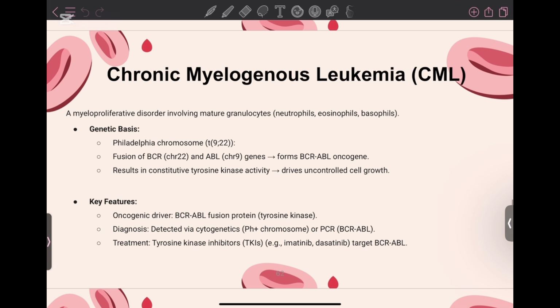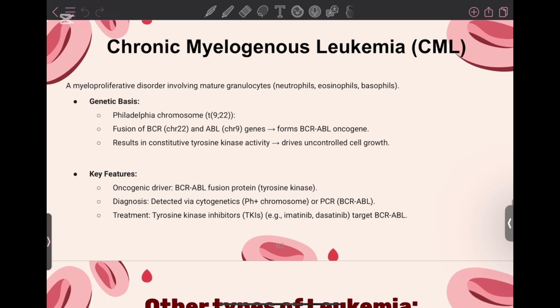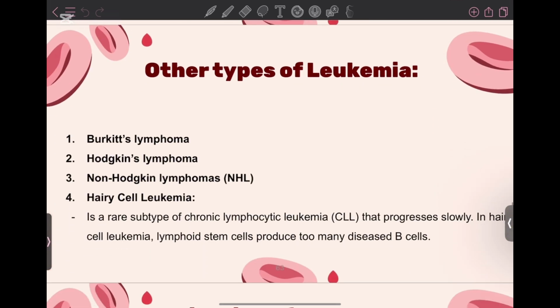Then we have the CML, which is going to be a myeloproliferative disorder involving mature granulocytes, which are the neutrophils, eosinophils, and basophils. It's currently associated with the Philadelphia chromosome, which I just explained earlier. The key feature is that the oncogenic driver is the Philadelphia chromosome because we're going to have an active tyrosine kinase receptor. It's detected and confirmed by the presence of the Philadelphia chromosome or the PCR that's going to detect the expression of BCR-ABL. Treatment: since it's caused by the overactivation of the tyrosine kinase, we're going to use tyrosine kinase inhibitors to prevent its function.